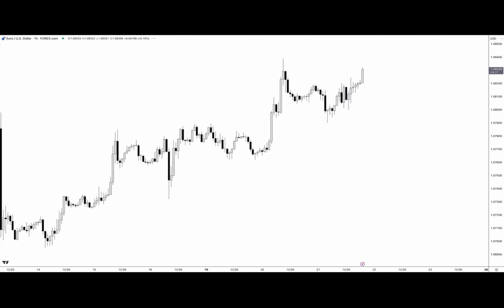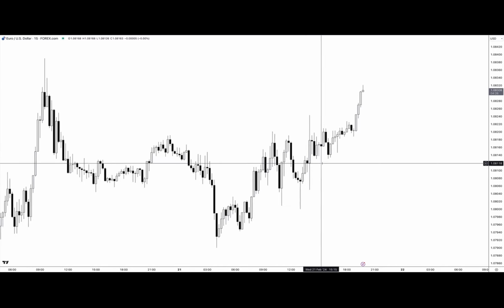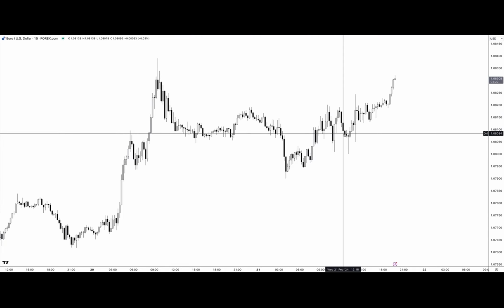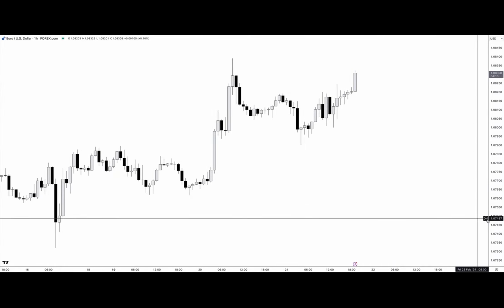Case study. We'll be covering the euro dollar today. Trades I took like the usual in New York session today. I sent screenshots in the Discord, but of course I will be covering how I took them and why I took them. So we'll start off just flipping around here.